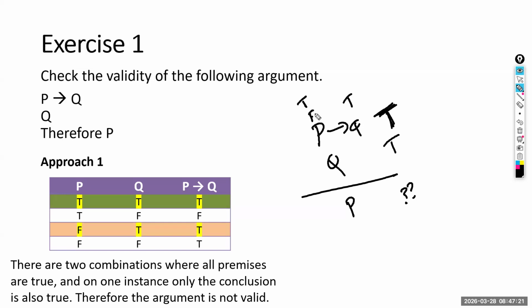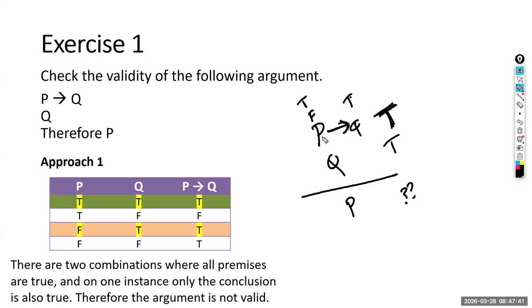P is false. When P is false also, false implies true is true. Because in if-else implication logic, when P is false, the result is true. So that means P can be true because true implies true is true, and P can be false, because false implies true is also true.